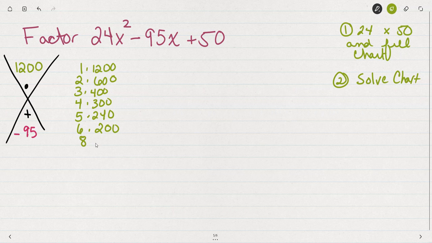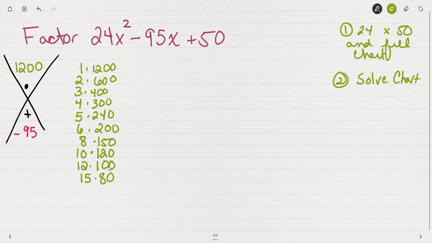8 times 150. We're getting closer. 9 won't go in evenly. 10 and 120. So even with this big number, this is really doable. 11, if you do 1200 divided by 11, you see that you get a decimal answer, so that doesn't work. 12 and 100, 13 won't go in, 14 won't go in, 15, so 1200 divided by 15 gives me 80. Oh, I think I found a winner. You see that? 80 and 15 can add to 95.